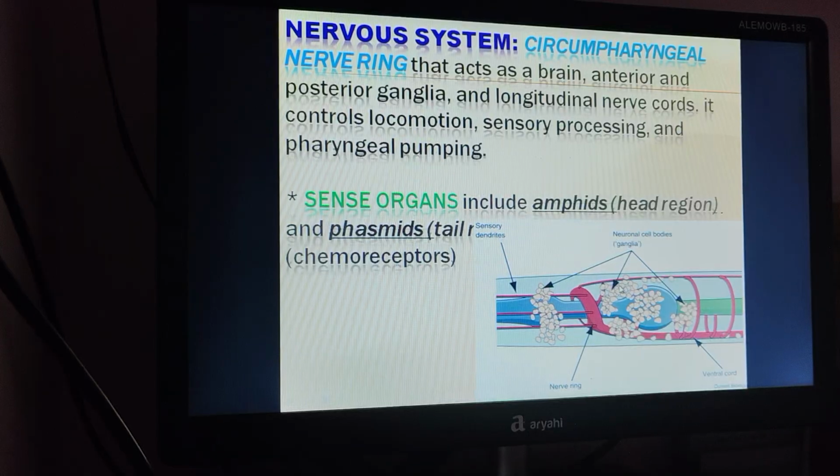And at the posterior side you can see longitudinal nerve cords. Long nerve cords you can see here. These are the long nerves. So longitudinal nerve cords control the locomotion, sensory processes and all. Sense organs also you can see: amphids are the sense organs at the head region, and phasmids at the tail region. Phasmids are sensory organs especially meant to work as chemoreceptors.